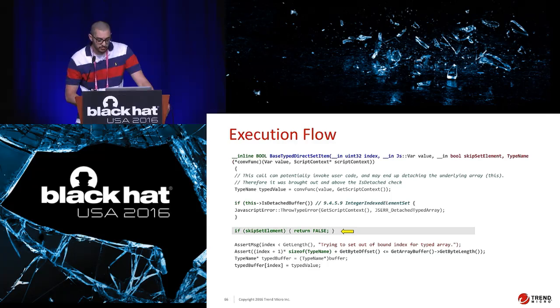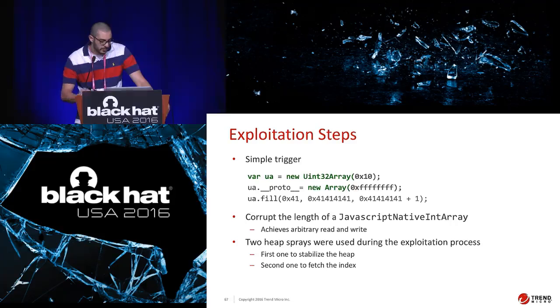And it just logs the message, and later on it just writes whatever to whatever index we specify. So that's the actual bug. The PoC is simple as well. Just define a typed array and then set the prototype to another array specifying whatever size. And that's where the actual length property overwrite happens. And then just call fill.